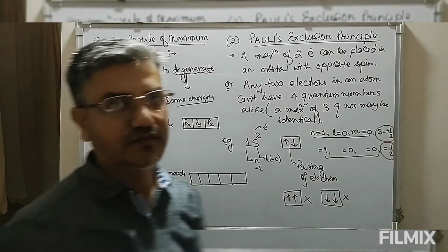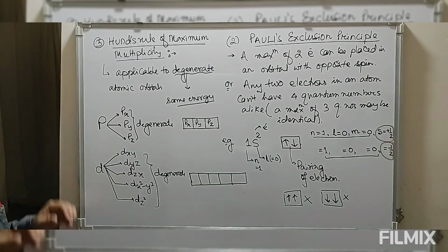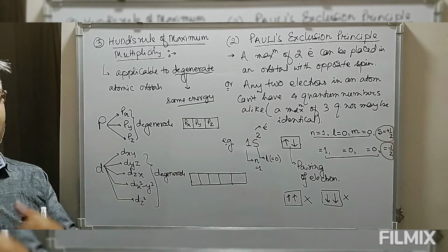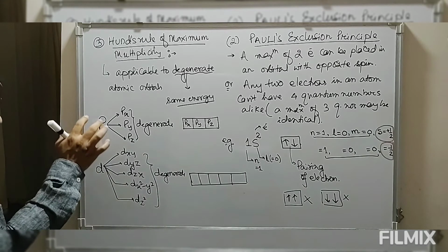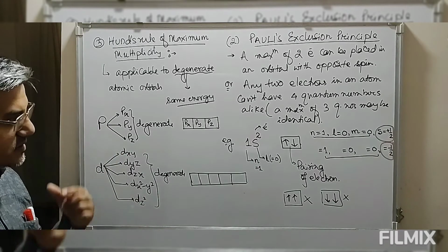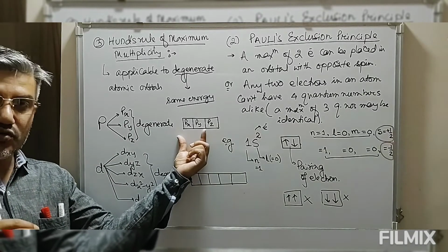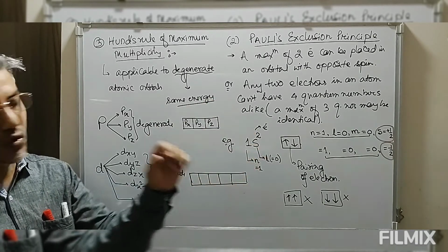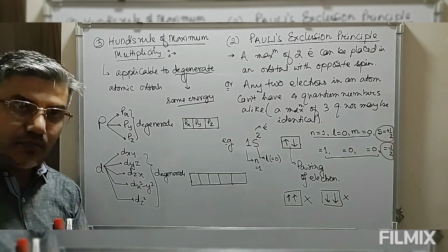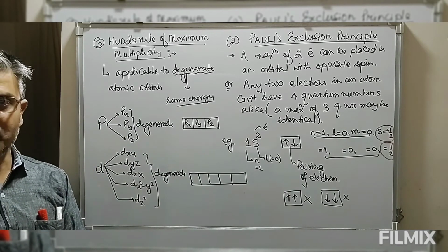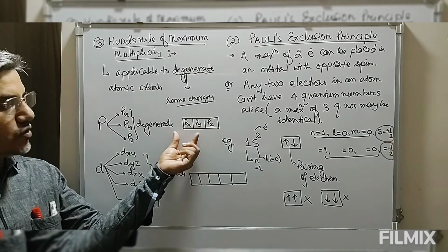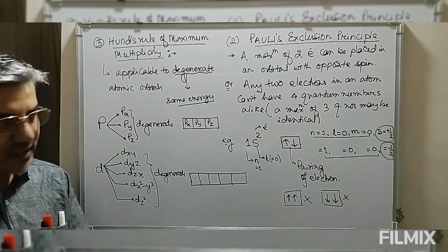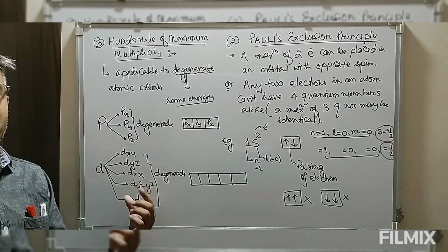Now let's see what the rule is. Suppose we have to place electrons in this p subshell containing three orbitals. The rule says that while filling electrons in these degenerate orbitals, these same energy levels are first to be singly occupied. We have to place one electron first in all these same energy levels before any pairing of electrons takes place. So before pairing, all these orbitals should first be singly occupied or half filled. Only then can we undergo pairing of electrons.